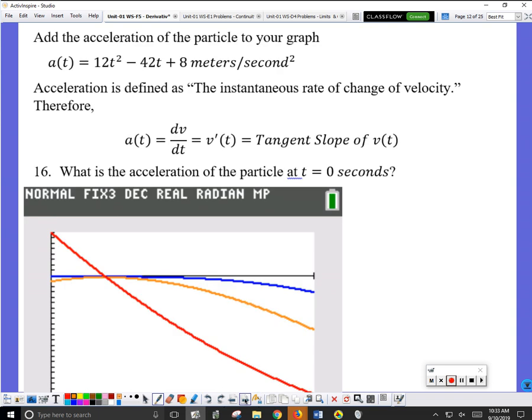Last thing before you go, okay, just like I said, acceleration relates to velocity in exactly the same way that velocity relates to position. So right here it's telling you, hey, we learned that the velocity was the tangent slope of the position. Acceleration is the tangent slope of the velocity.